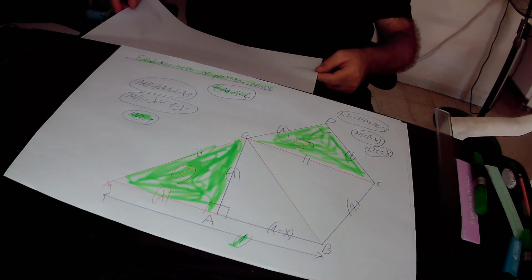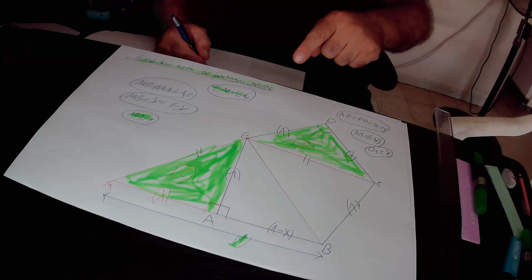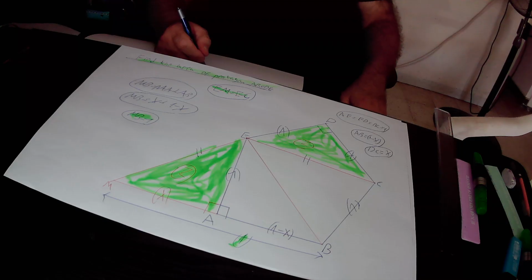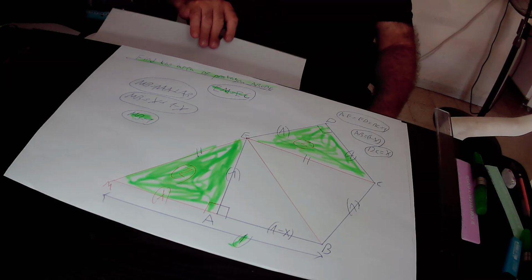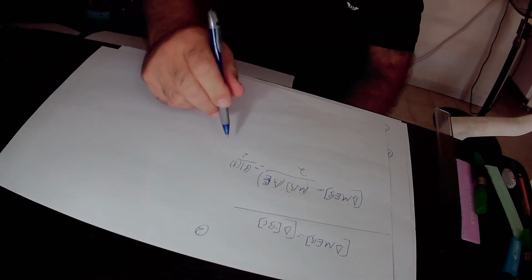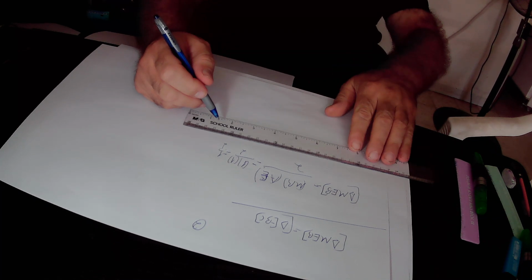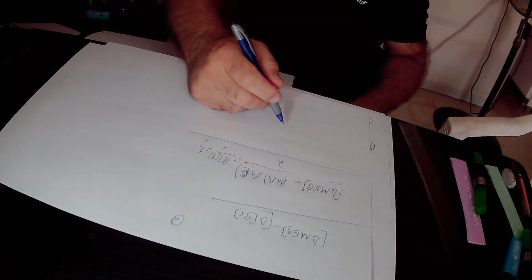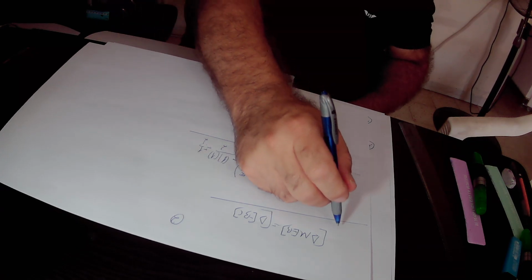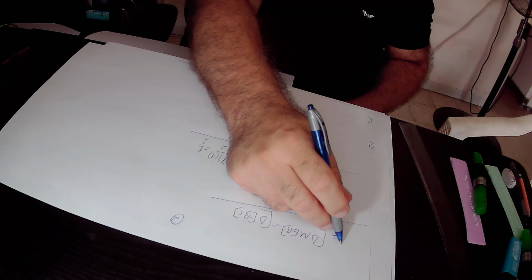MB is 1 times AE. AE is also 1 divided by 2. So the area of triangle MEB will be equal to 1 times 1, that is 1, over 2. So in total, we found out that the area of triangle MEB is equal to 1 half square unit.